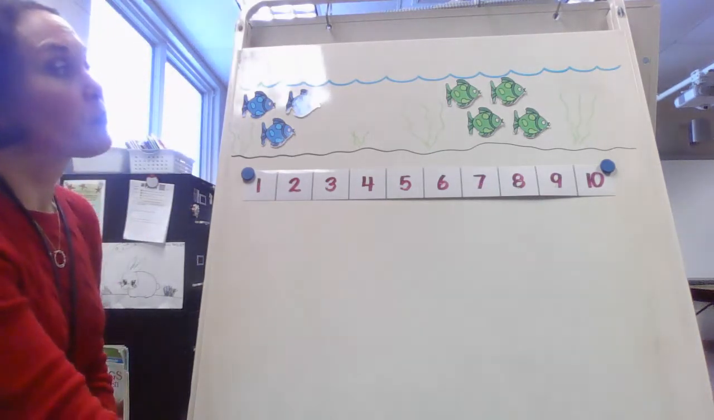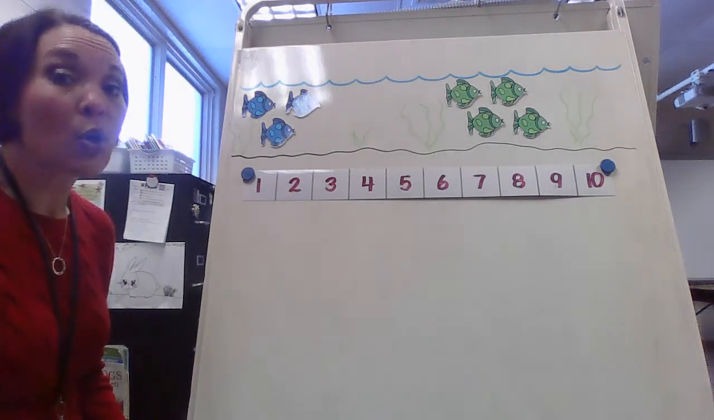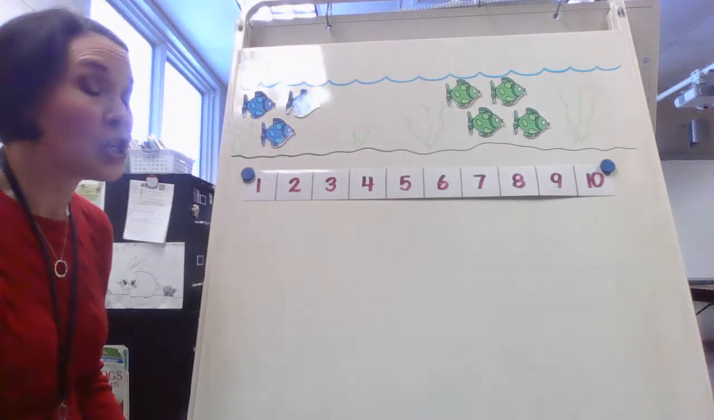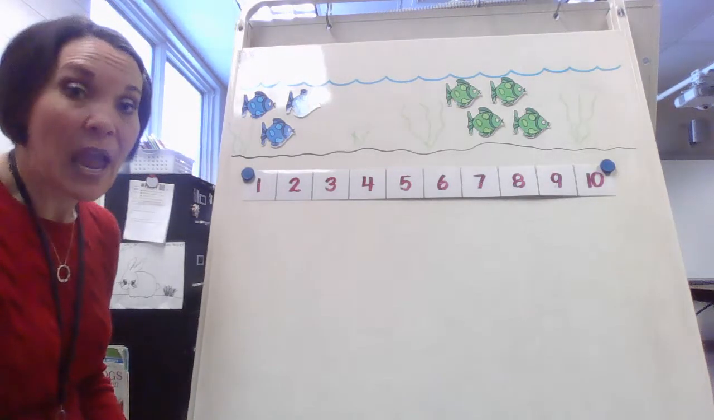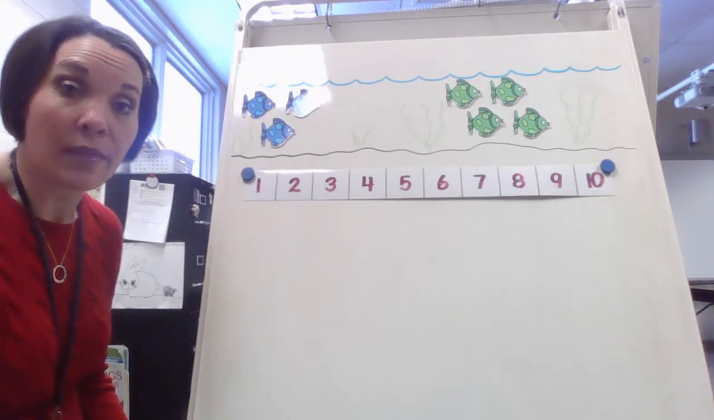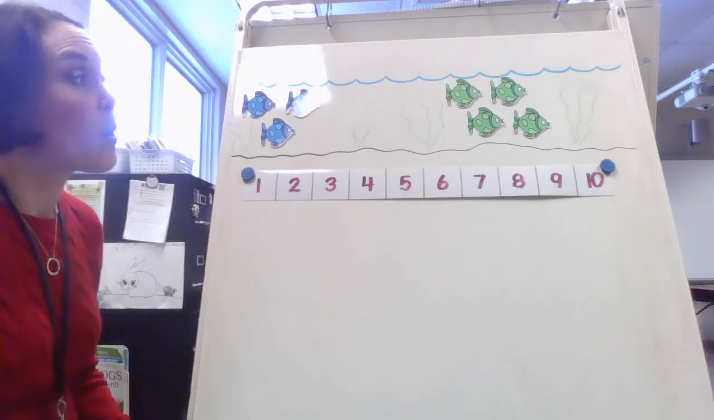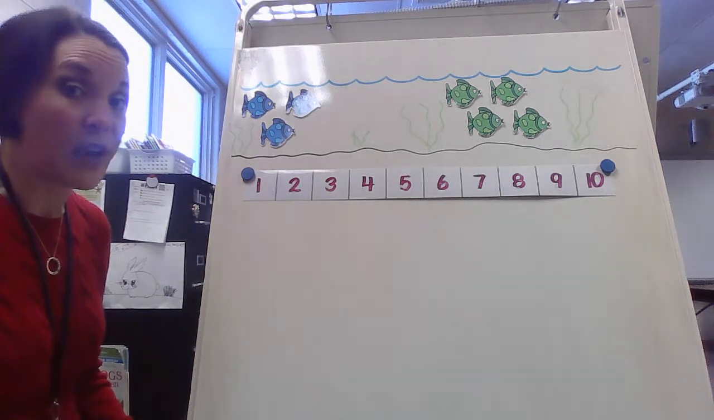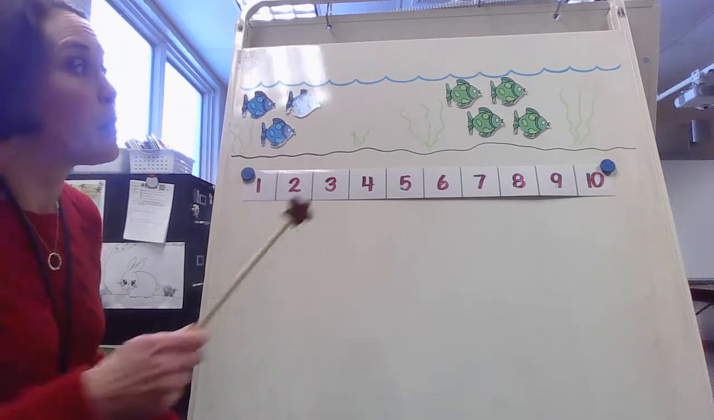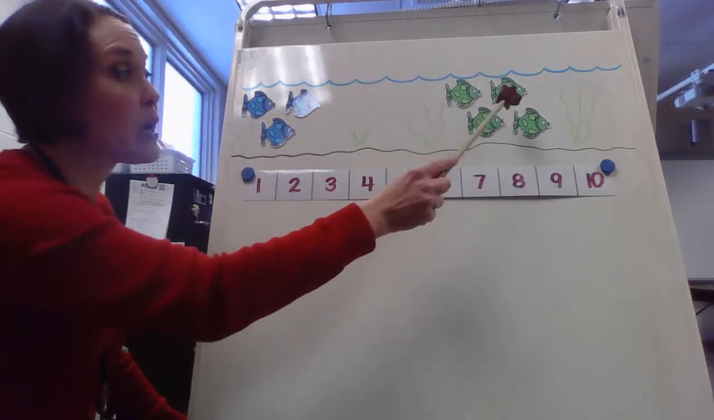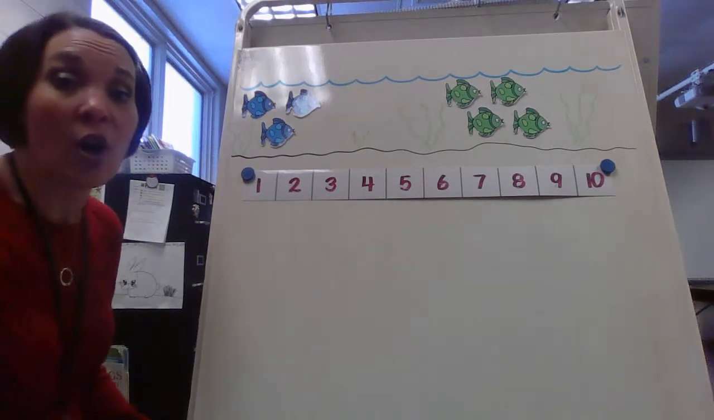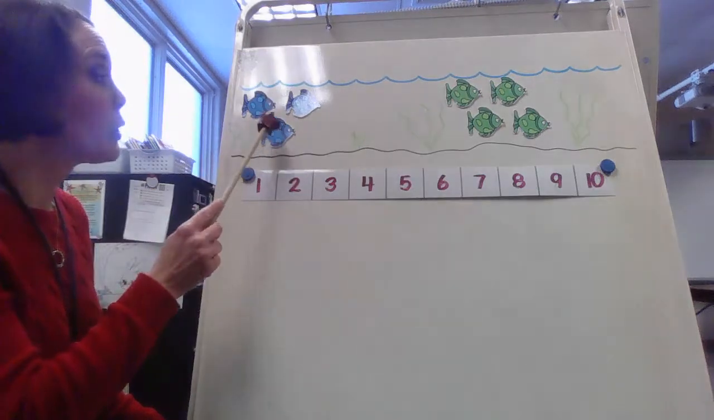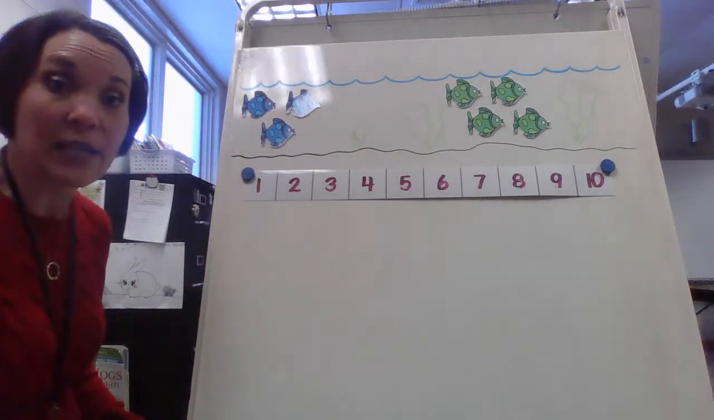As you can see, there are 4 green fish in the pond. 3 blue fish want to join them. How many fish are in the pond? So first, let's go ahead and count our fish. Remember what I said: there are 4 green fish in the pond. So let's count them to make sure. 1, 2, 3, 4. There are 3 blue fish in the pond. 1, 2, 3. Okay, so we have that straightened out.